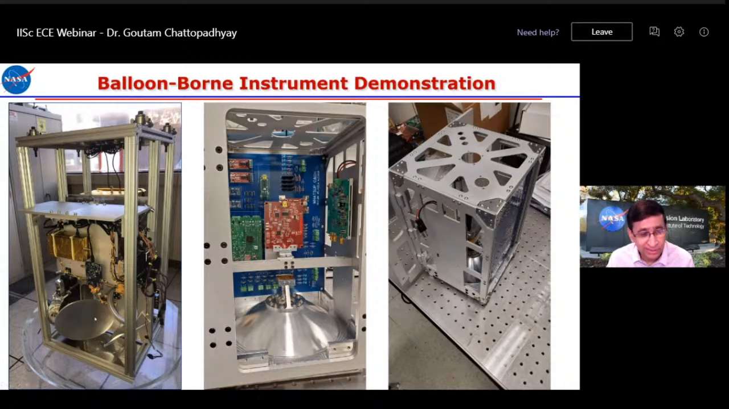This was the last year we showed a precursor to this instrument. We actually flew it on a balloon. This is the gondola. This year we thought we will make our instrument in the CubeSat frame, and then put this entire CubeSat instrument in a balloon gondola and fly. So we have changed, as I said, that we are now using this low profile reflector antenna.